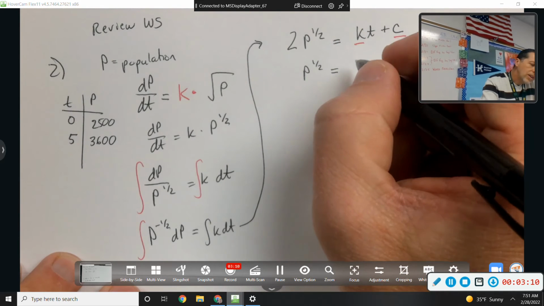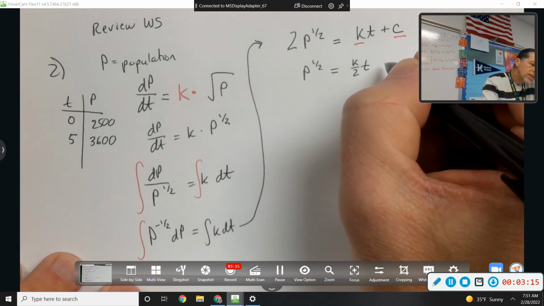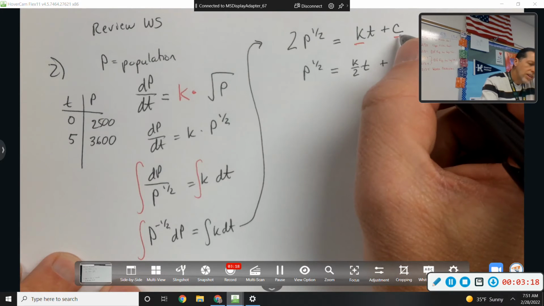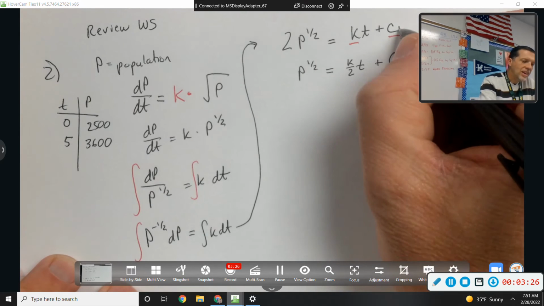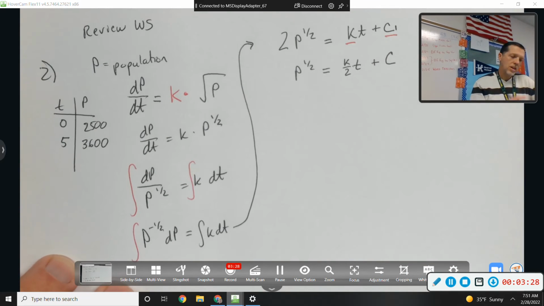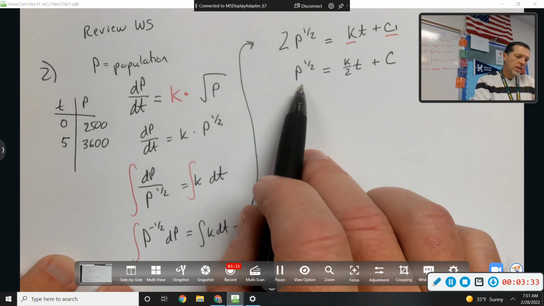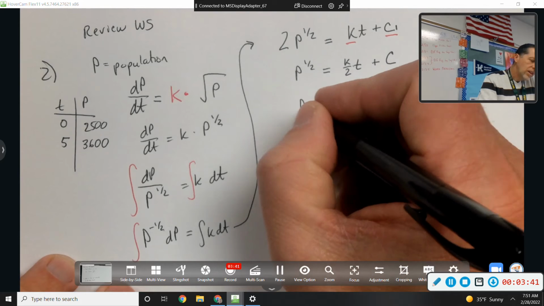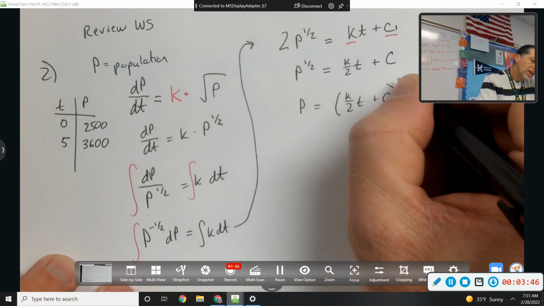P to the 1/2 equals k over 2 t plus, what's c over 2? Right, we can just leave that as c. It's a different c, but it's still just c. And then how do I get P by itself? Or how do I fix the square root? Square both sides. So P equals (k over 2 t plus c) squared.